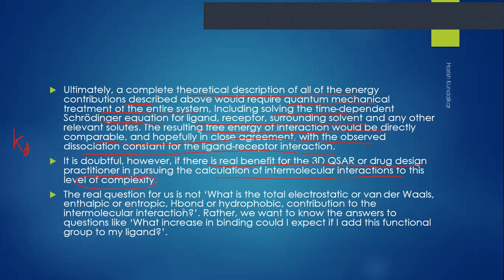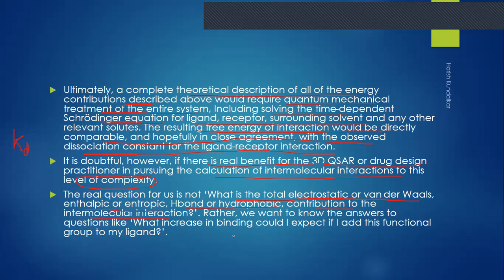Now we are talking of all different types of interactions, and then we are subtracting all those penalties for those different entropic losses. What happens is the equations become very, very complex. So the real question then happens to be what is the total electrostatic or van der Waals or enthalpic or entropic or hydrogen bonding or hydrophobic contributions to the intermolecular interaction, right?